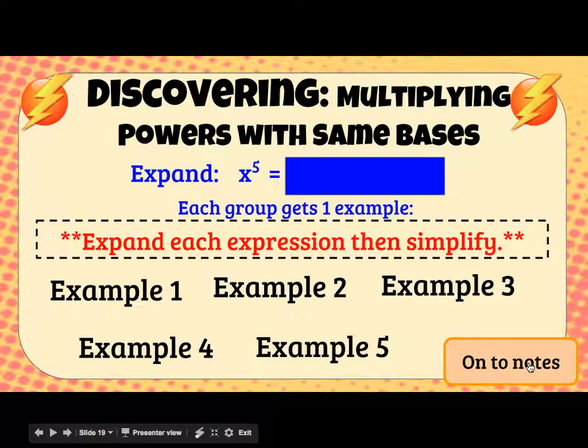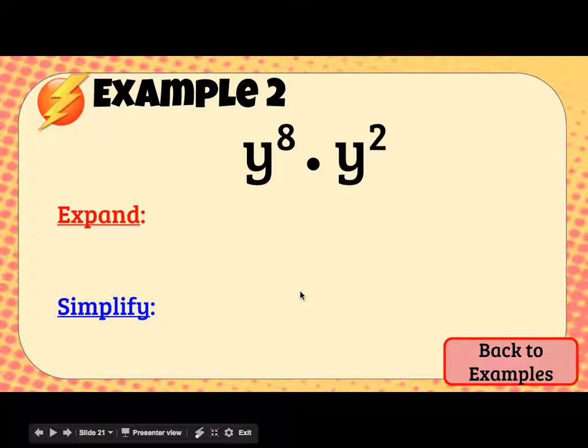Okay, so back to my examples here. I'm wondering if you caught on, where did those exponents come from? So if I look at this one again, it was the 8 plus the 2.